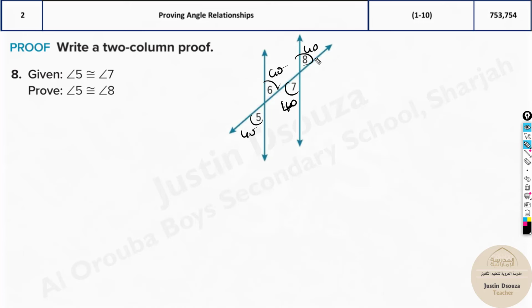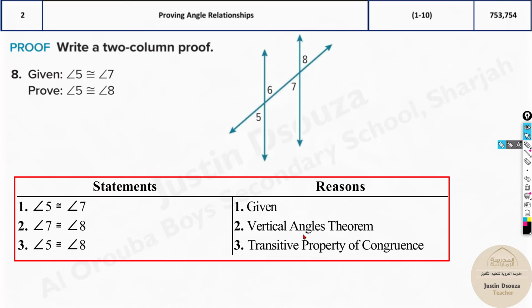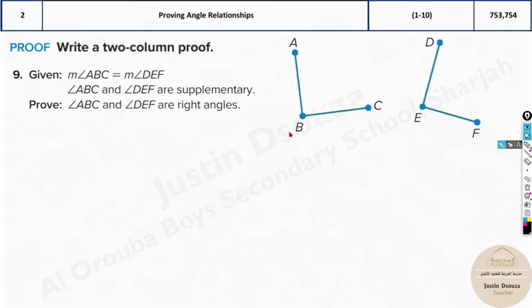Okay, but they have asked you 5 and 8, not 5 and 6 or 6 and 8. Now, we know if they are vertical opposite, that is the vertical angles, they are all equal to each other. And if this is equal, then these both are equal. So literally all the angles are equal. So we can tell even 5 and 8 are equal. So that's the thing, transitive property. If this is equal to this, then this is equal to this. So 5 and 8 must be equal to each other.